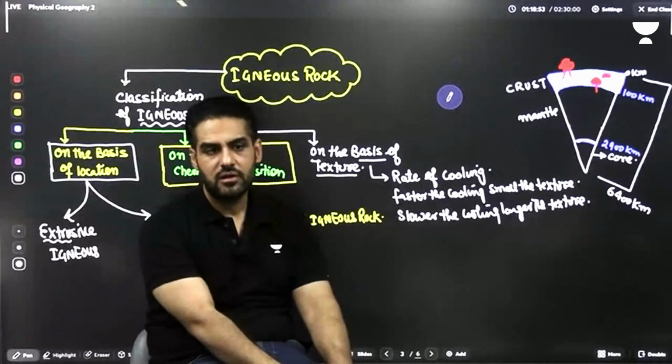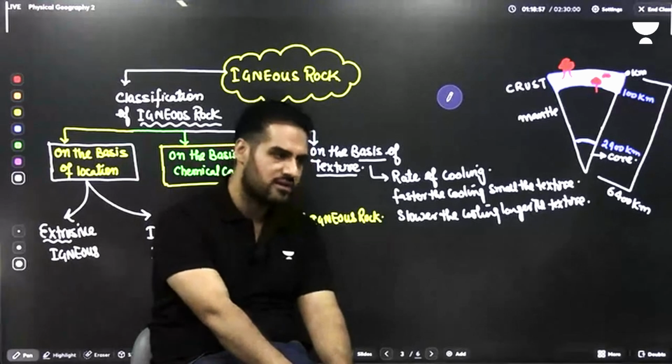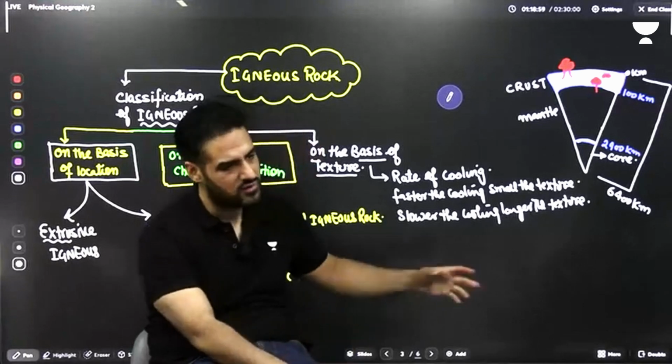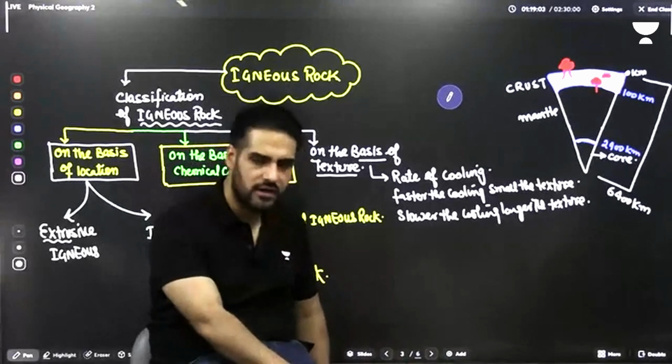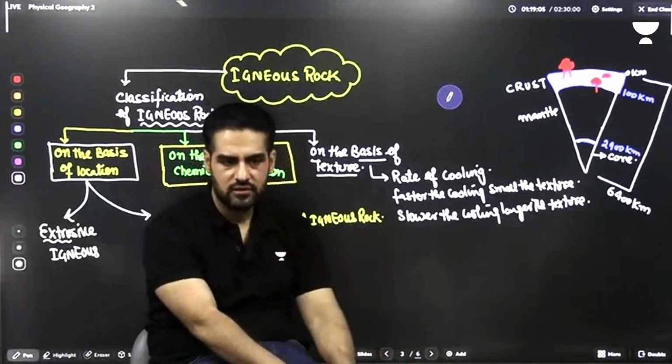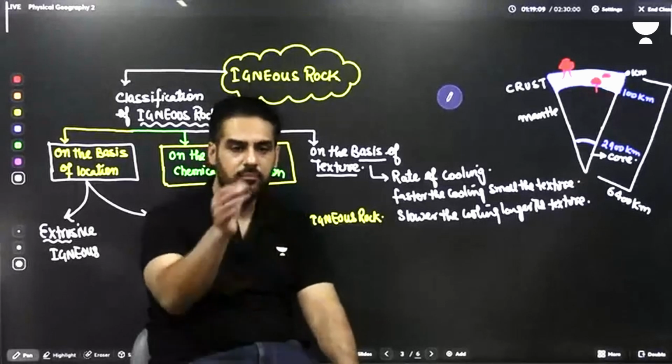Example here, basalt. Whenever any rock breaks, it converts into soil. What type of soil will be this? Black soil. And this is good for the cultivation of cotton, as well as it is used for building roads. Is one clear? Second, chemical composition.